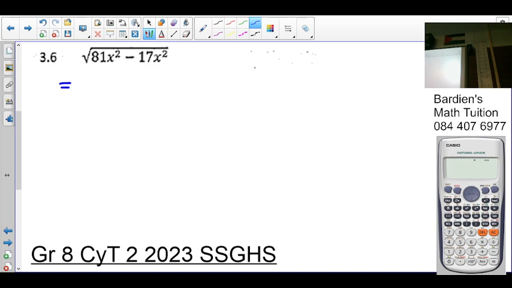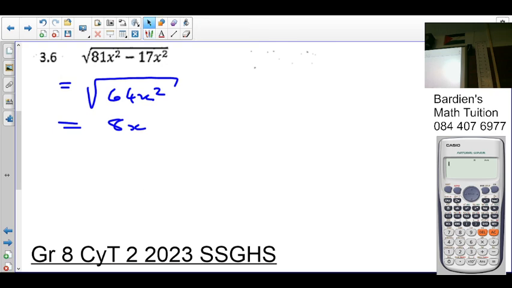Okay, how many terms are here? 2 terms. What separates terms? Plus and minus. So 81x squared minus 17x squared is going to give you 64x squared. What's the square root of 64? 8. Square root of x squared? x. So the answer is 8x. Okay. Guys, see where you're making your mistakes. Don't make the same mistake in the exam.